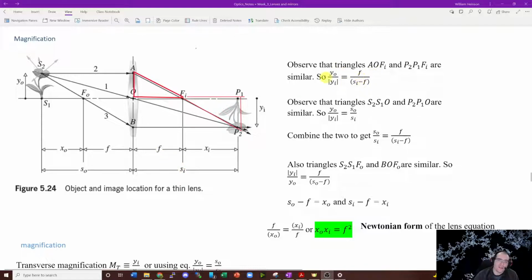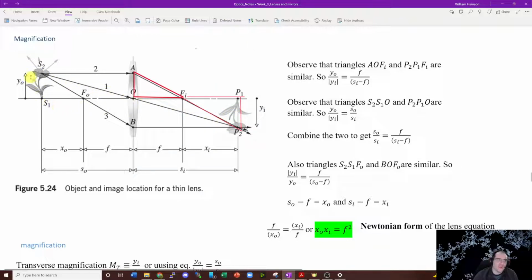So we keep that. And we could also say, okay, we got S2, S1, O, so this big triangle here is similar to this triangle P2, P1, O, because they share this common beam that doesn't deviate.